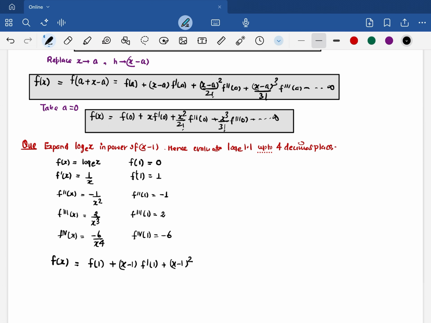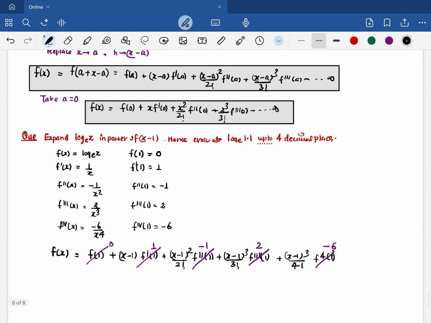f of x is given as f of a, or basically f of 1, plus x minus 1 f dash 1 plus (x minus 1) whole square divided by 2 factorial f double dash of 1 plus (x minus 1) whole cube divided by 3 factorial f triple dash 1 plus (x minus 1) to the power 4 upon 4 factorial f fourth of 1. Okay, let's write down the values one by one. Can we say f of 1 is 0, f dash 1 is 1, f double dash 1 is minus 1, f triple dash is 2, and this is minus 6.